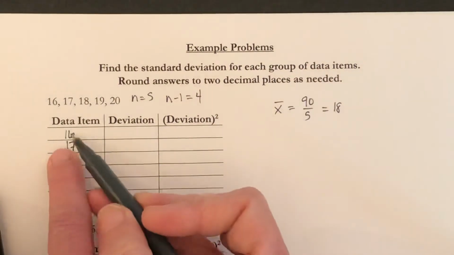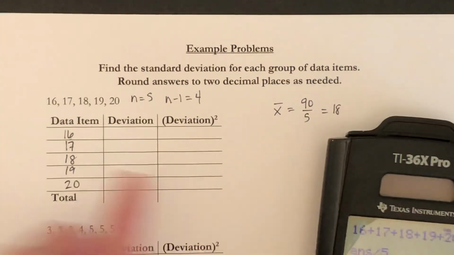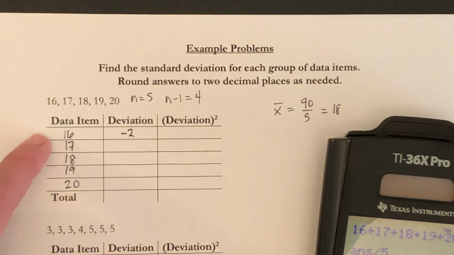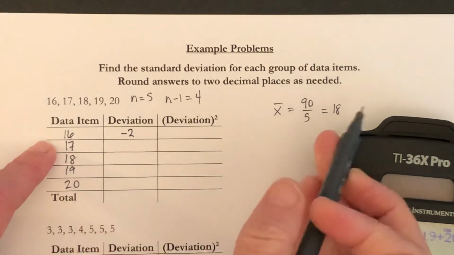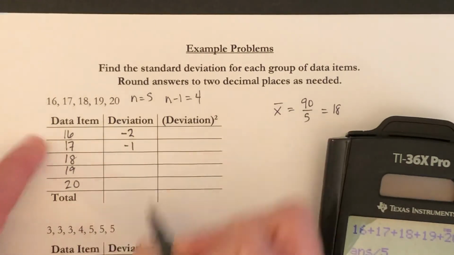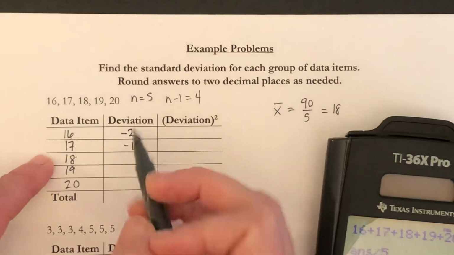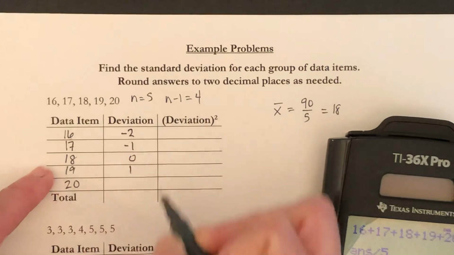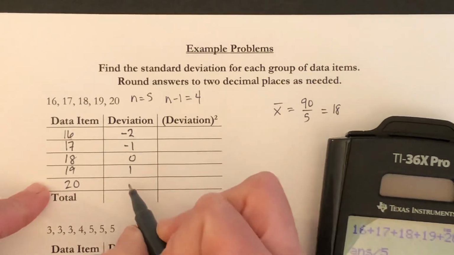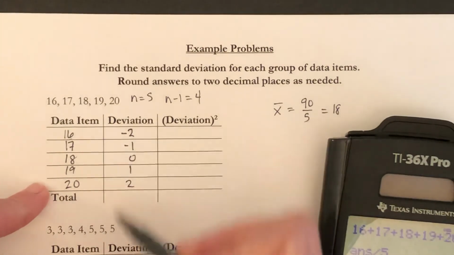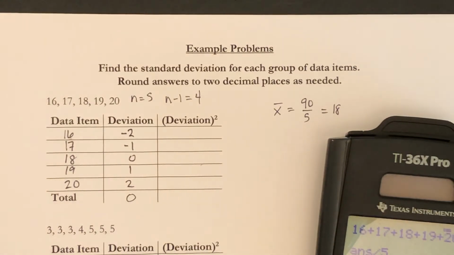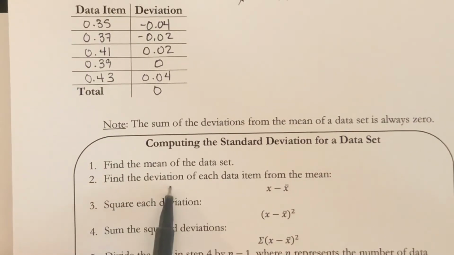Okay, so let's figure out each deviation. So this is going to be 16 minus 18, which is negative 2. 17 minus 18 is negative 1. 18 minus 18 is 0. 19 minus 18 is 1. 20 minus 18 is 2. Now go ahead and add these up, and you should get 0, and we do. Okay, so we've found the mean, we found the deviation.